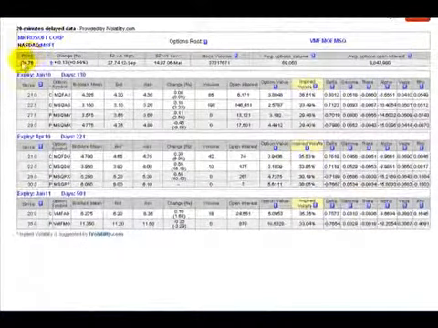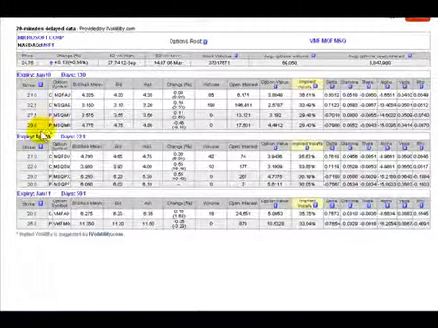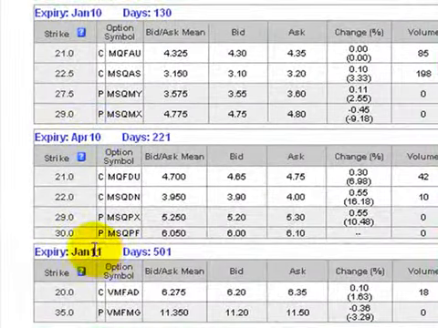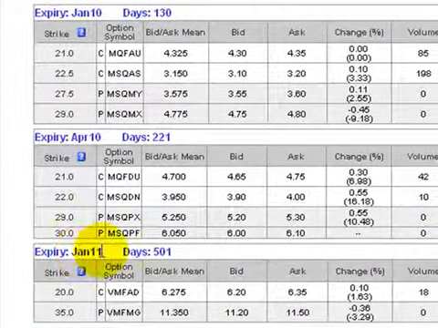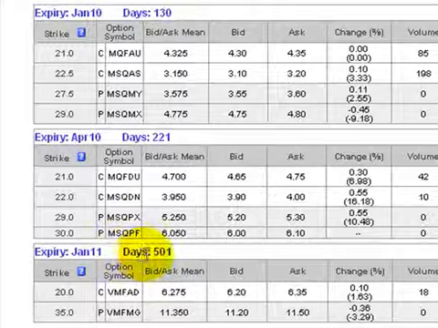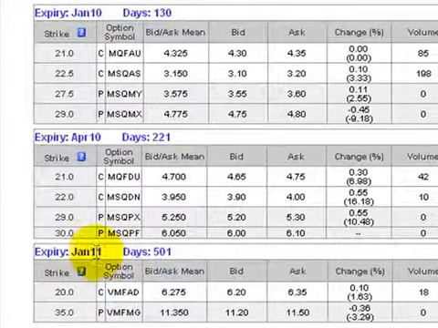On the top here you see Microsoft stock, and on the bottom you can see that there's not many options. There's the January 2010s, April 2010s, and January 2011s. I'm going to go immediately down to January 2011. They give us the most time before expiration, 501 days before expiration. I'm going to pretend we want to hold on to Microsoft for just a couple of months here. I'm still going to go out to the January 2011.